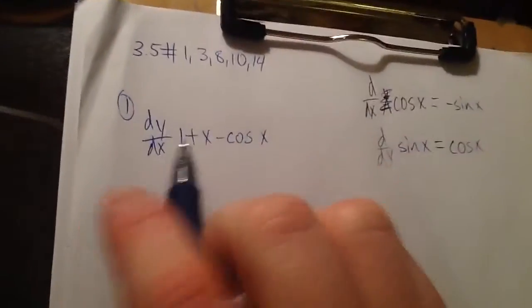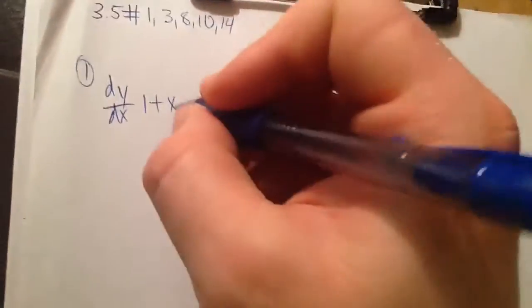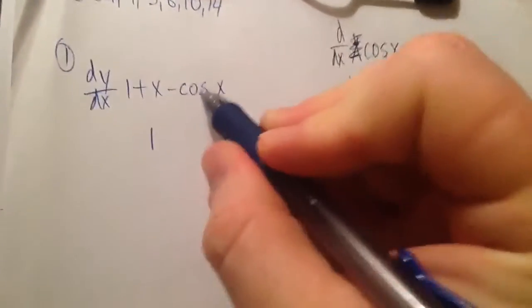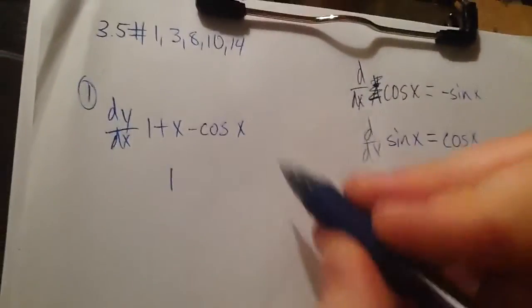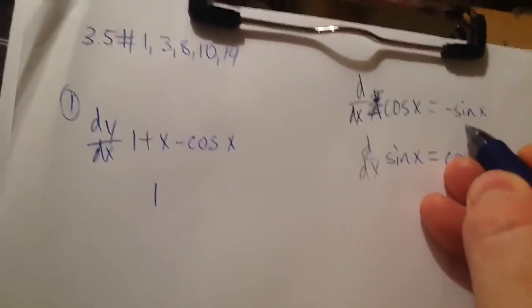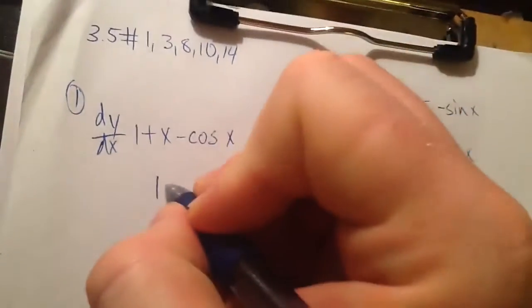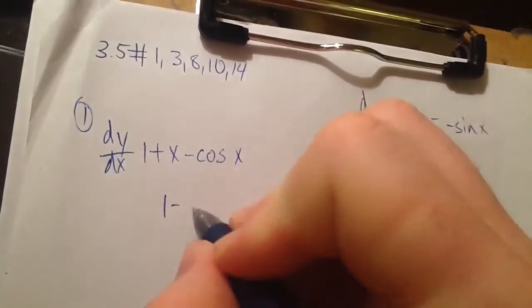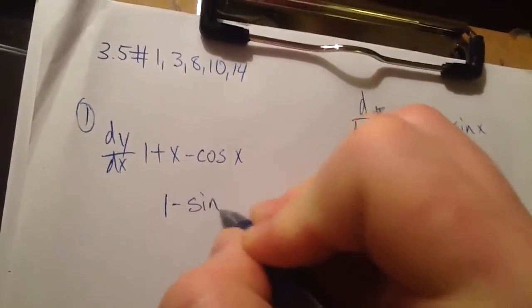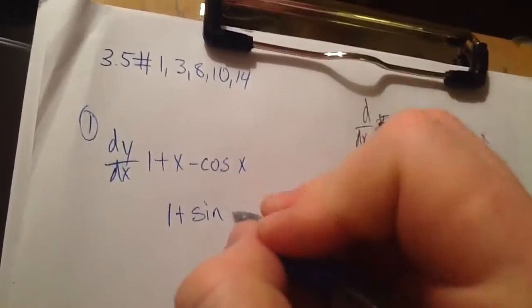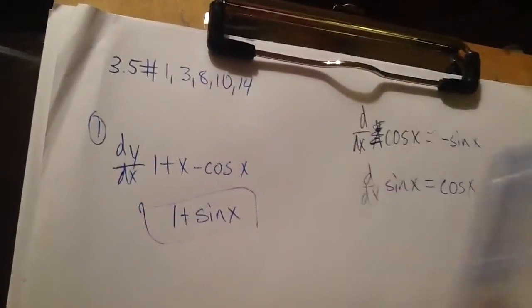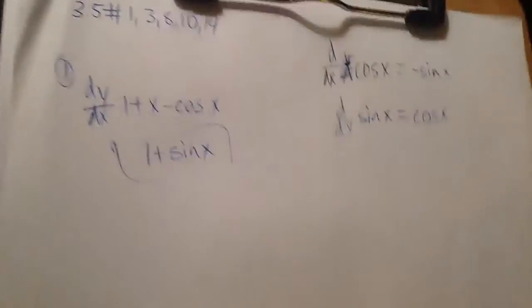So when you're doing these derivatives, it's just like you're doing a polynomial. You just do the derivative of each one. So derivative of 1 is nothing. Derivative of x is 1. Derivative of negative cosine of x. Well, derivative of cosine is negative sine. So if you have negative cosine, you're going to have minus, and the derivative of cosine would be negative sine. So you'd have minus negative, so it's going to be 1 plus the sine of x. That's your answer.